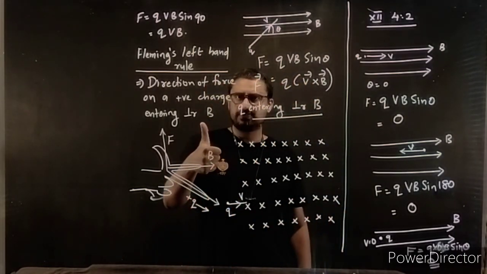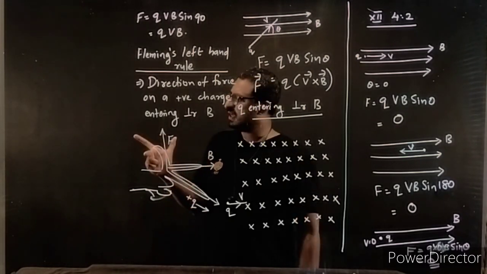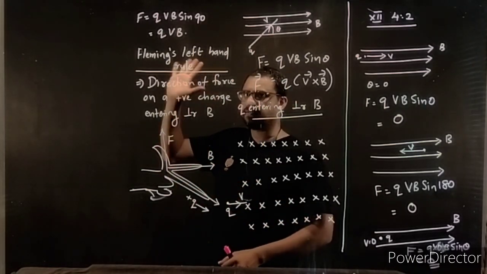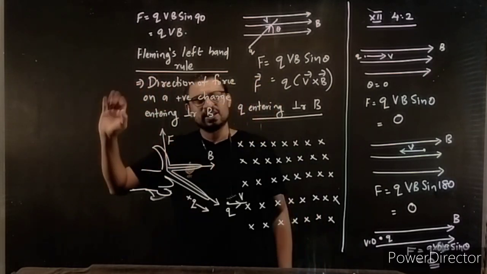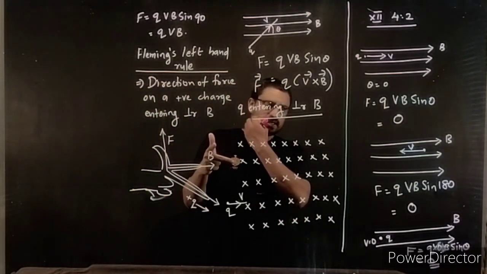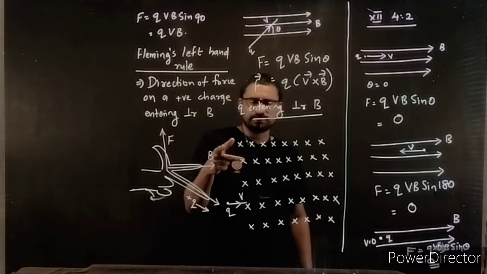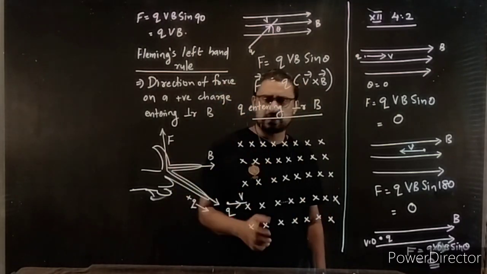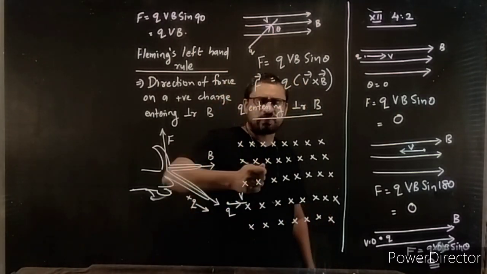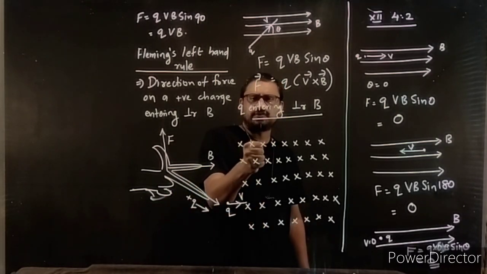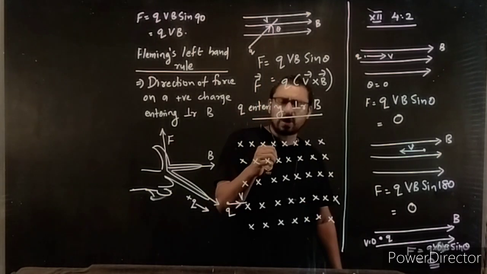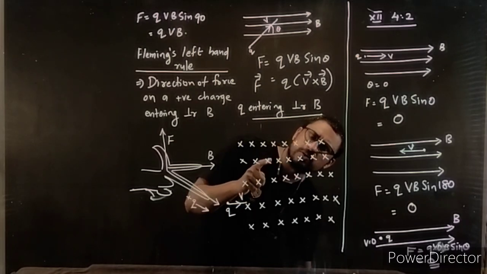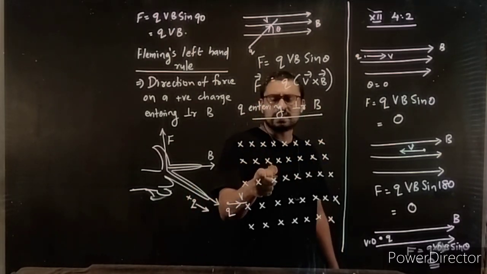So what is that? Father, force; mother, magnetic field; and child, current. So father, mother, child. This is my left hand. Don't forget, this is my left hand. Take your left hand and three fingers in mutually perpendicular direction. Before I use it, I will give you the technique of applying it. Club all the fingers together first. Open the finger for magnetic field first, and make it in the direction of the magnetic field.